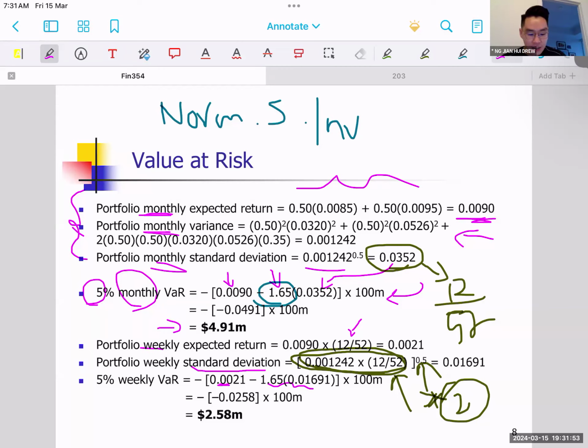So going back to the question, at a 5% weekly, once we are able to calculate the standard deviation here, we put the standard deviation into this formula, we put the weekly expected return into the VAR formula, and then we determine what is the VAR amount that we will lose in general.